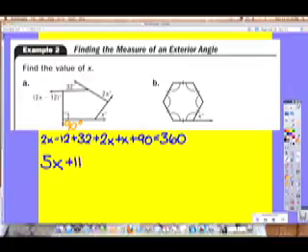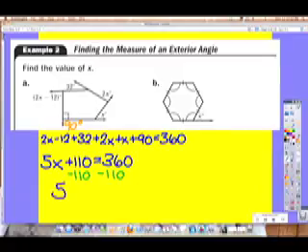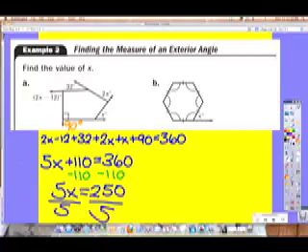Shout out, guys, what are you going to subtract first? Perfect. Subtract 110 from both sides. Oh, this comes out way nice. Hopefully you can do it in your head. So 5x is 250. Divide by 5 and what do we get? X right here is 50. How many of you got that before we did it on the board? Pretty nice.